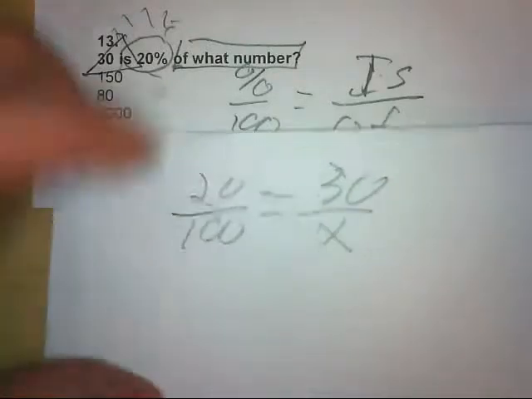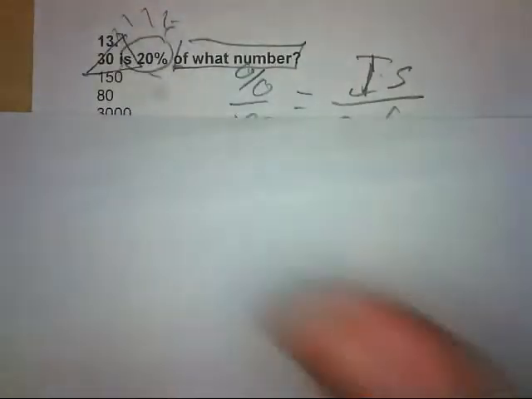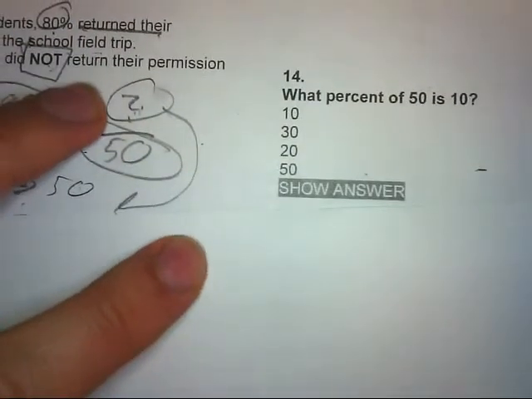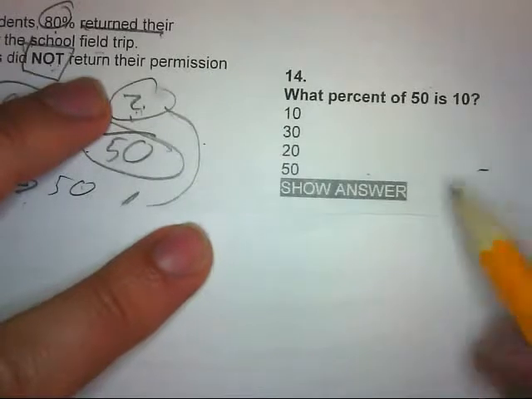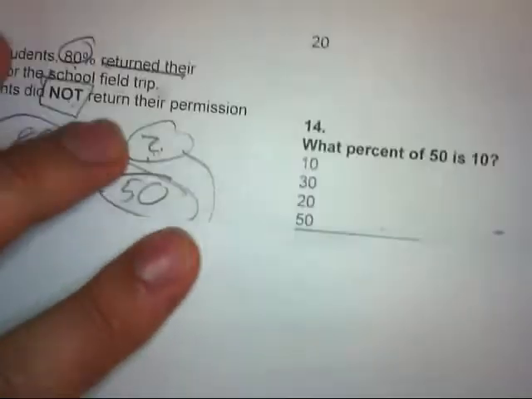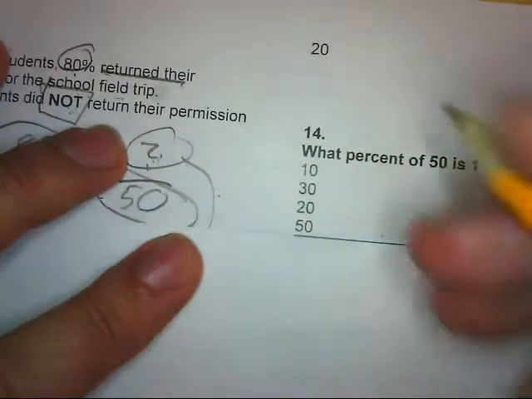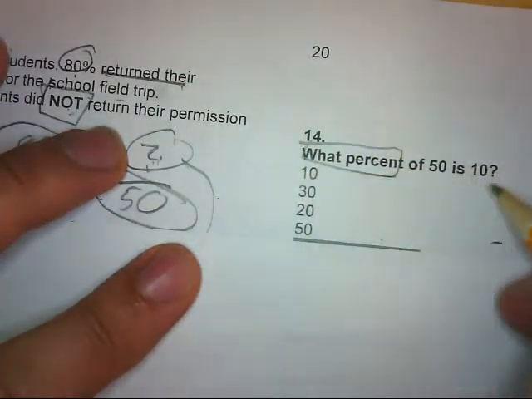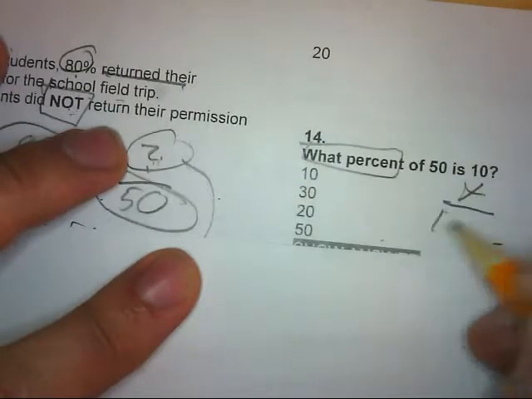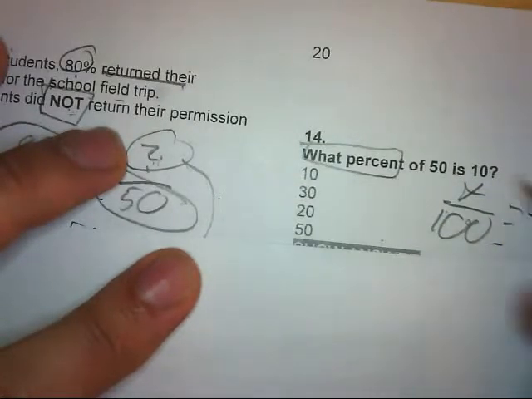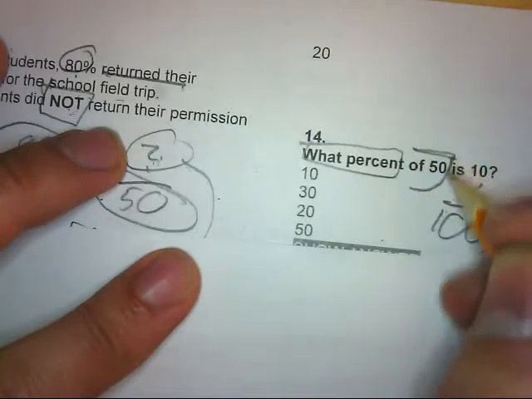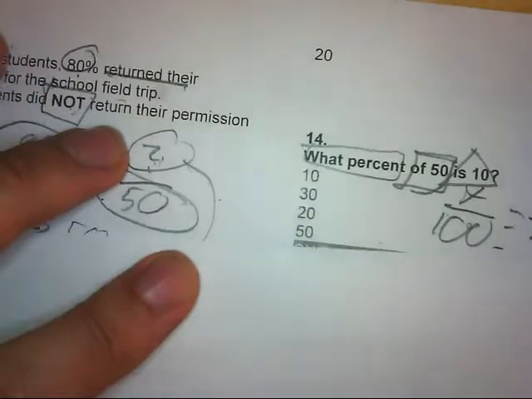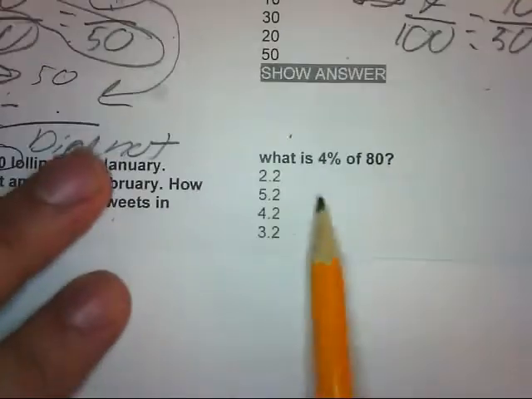Very good. All right, next. Is over of. What percent of 50 is 10? So this time we have what percent? So I'm going to put x, because we don't know the number, over 100. Of goes on the bottom. Is goes on the top. Cross multiply, divide. And do the same thing for this part.